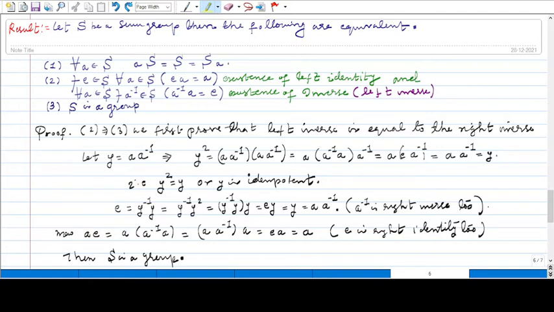That means in a semigroup, if you can exhibit a left identity and a left inverse, it is actually a group. Okay, S is a group.